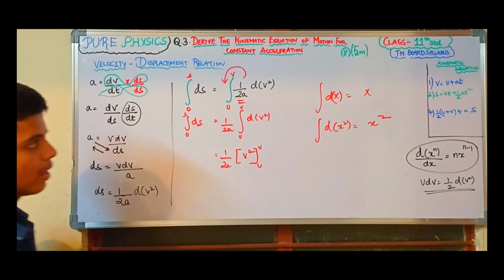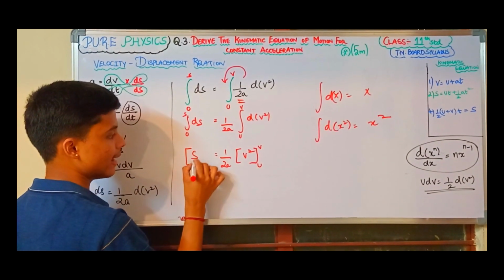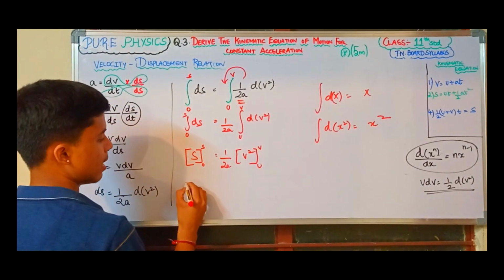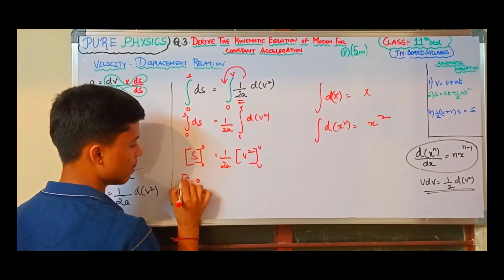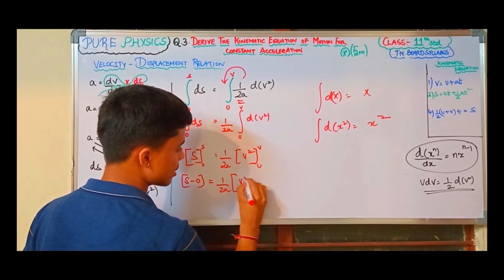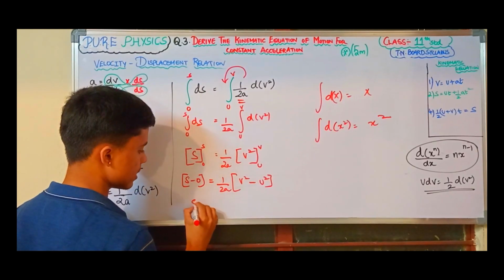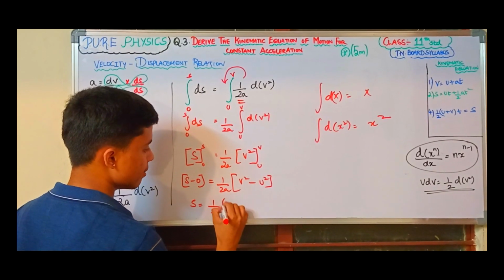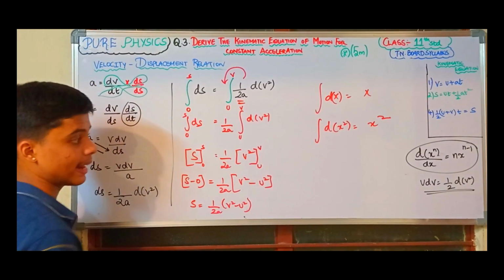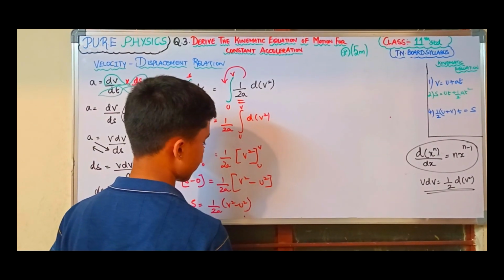And integration of dx is equal to x. So integration of ds is s, and I will enclose it within a square bracket where I will get 0 to s and apply the limits. After applying the limits, I will get s minus 0 is equal to 1 by 2a. In the place of v, I'm going to substitute v square, minus in the place of v, I'm going to substitute u square, where s minus 0 is s, 1 by 2a, v square minus u square. Till now, I haven't arrived at the final equation. Now, if I simplify this equation, I will get my final expression.